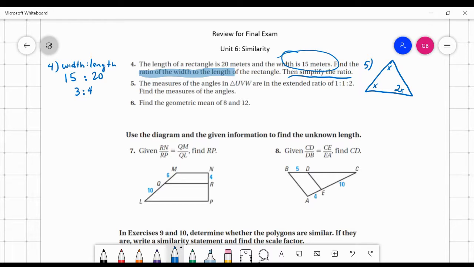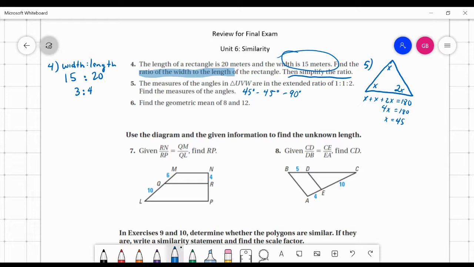And according to the triangle sum theorem, all three angles need to add up to 180 degrees. So x plus x plus 2x is 180. So 4x is 180. Divide by 4, so x is 45. So that means that the angles are 45 degrees, 45 degrees, and the one that's 2x is going to be 90 degrees.